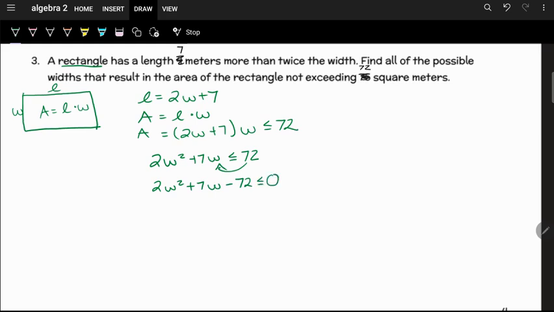That is something that we've been looking at. All right, so now we want to factor this. That's going to get a little crazy, so let's set up our box. So we have 2w squared, and we have negative 72. We're going to cross multiply these. That is going to give us, let's see, negative 144 w squared.